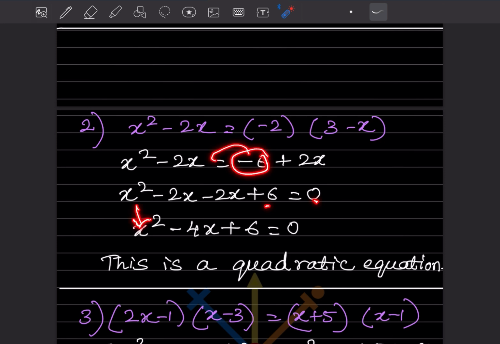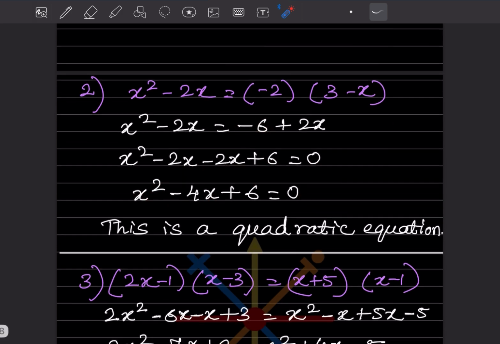This x square as it is, minus 2x, means minus 2, you add this one, but you put the minus sign. So minus 4x plus 6 is equal to 0. So now you can see the highest degree is 2 here. So this is a quadratic equation.